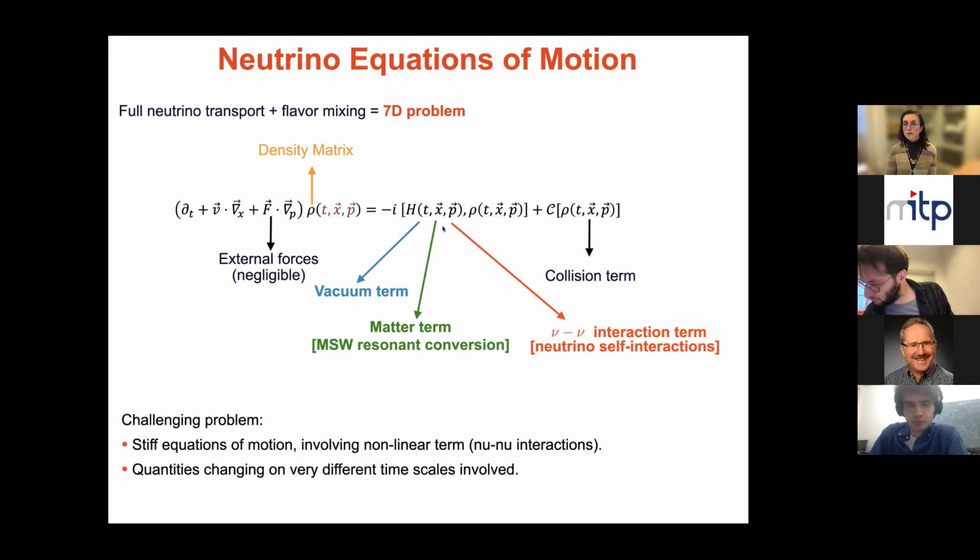And then on this other side of the equations, instead, we have a commutator where in the Hamiltonian we include the vacuum term that leads to flavor mixing in vacuum, and then the coherent forward scattering of neutrinos on electrons and on themselves. And then all other collision terms are included in this last term here. So this is a stiff problem which involves quantities that are changing on very different time scales. And this is why it's kind of challenging to solve it.